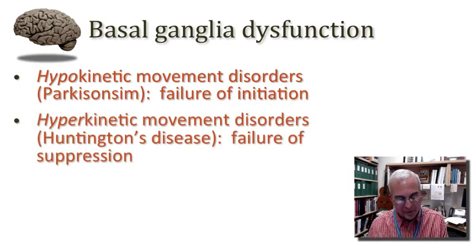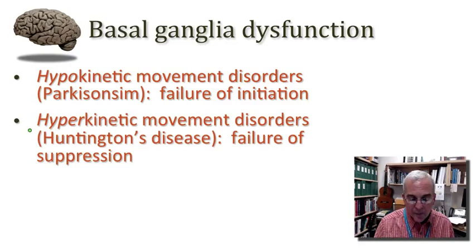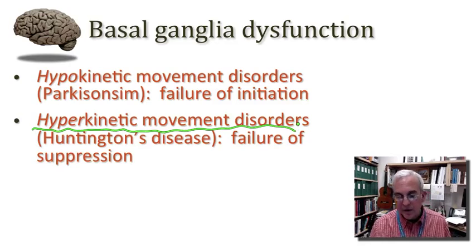On the other end of the spectrum, there are hyperkinetic movement disorders. So these are disorders that are represented by Huntington disease and by other kinds of disorders that result in the expression of unwanted movement. So we can think of these disorders in terms of the basal ganglia as a failure to suppress unwanted movement.